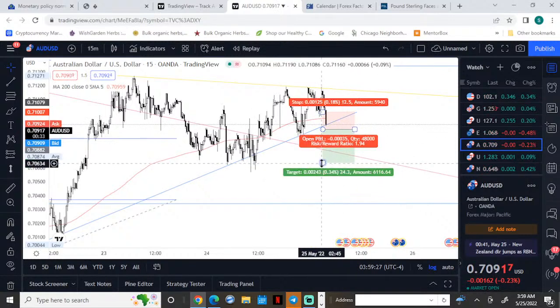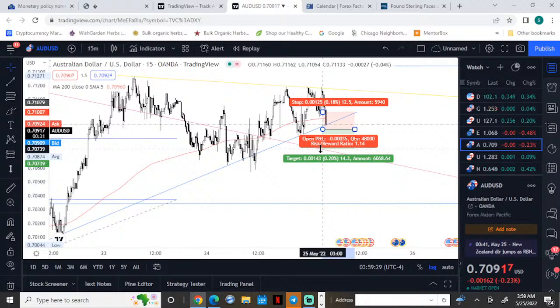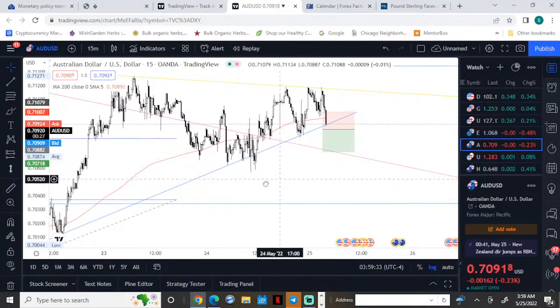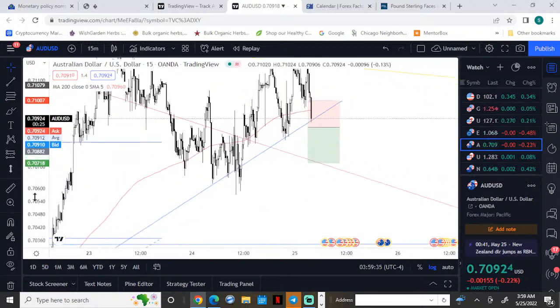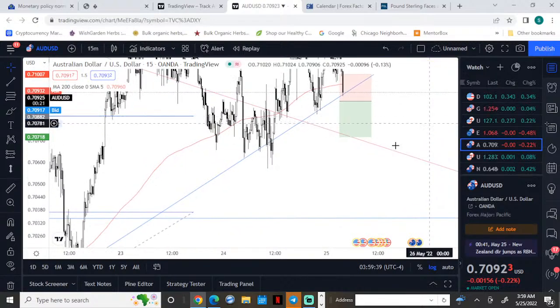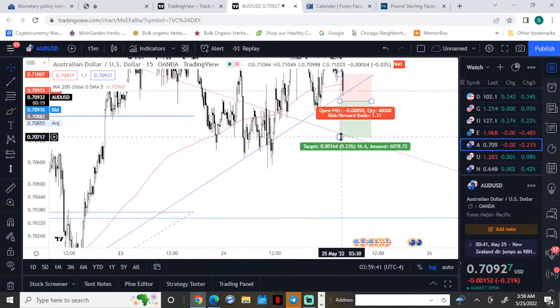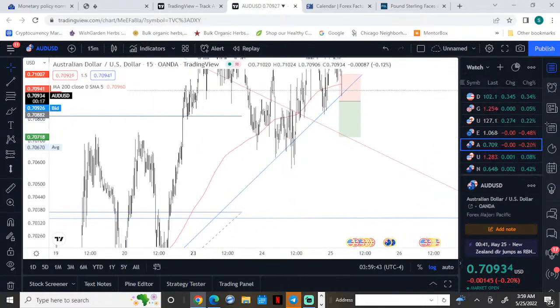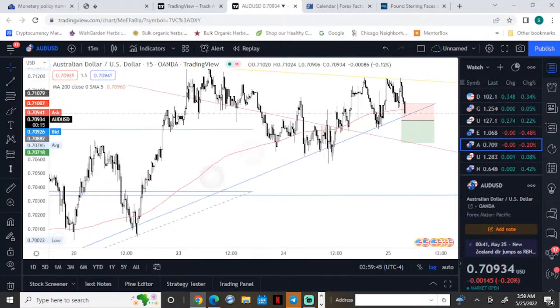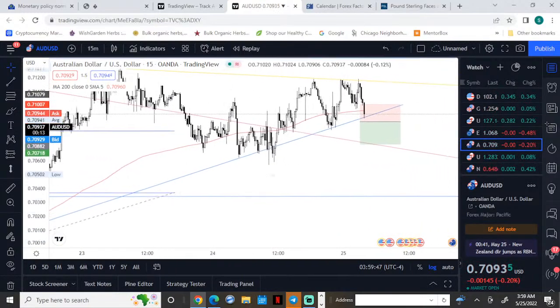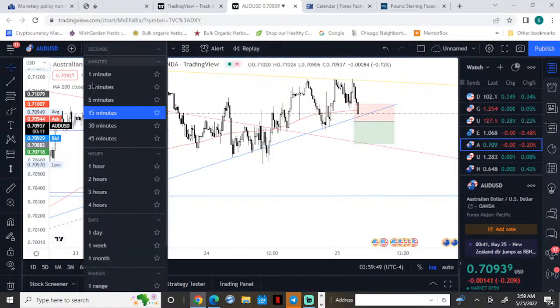Now, technically, I don't know if I would want to challenge this trend line. So take it to the trend line. It'd be a nice little 1 to 1, 16 pips. And then if it breaks this trend line, then let's see what we got on the hourly.